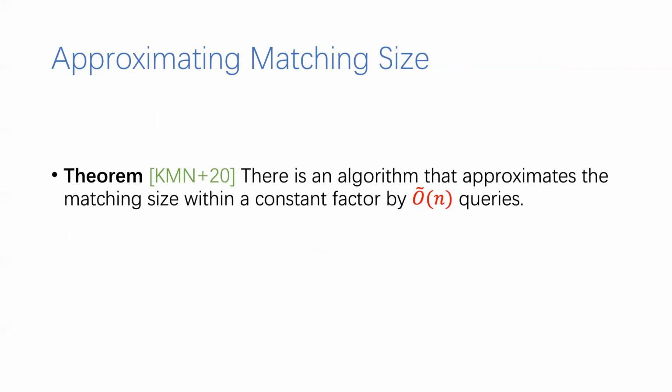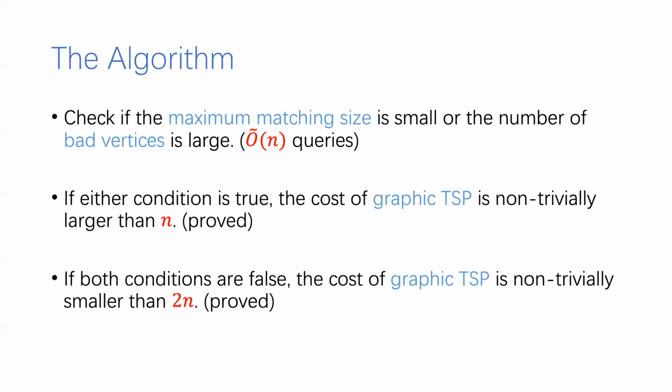In the query model, in fact, the approximation of maximum matching size itself is an important problem, and there is a lot of work about it. A recent work gives an algorithm that approximates the matching size within a constant factor by a near-linear number of queries. Thus, we can implement the algorithm in a near-linear number of queries. And this finishes the proof of Theorem 1.